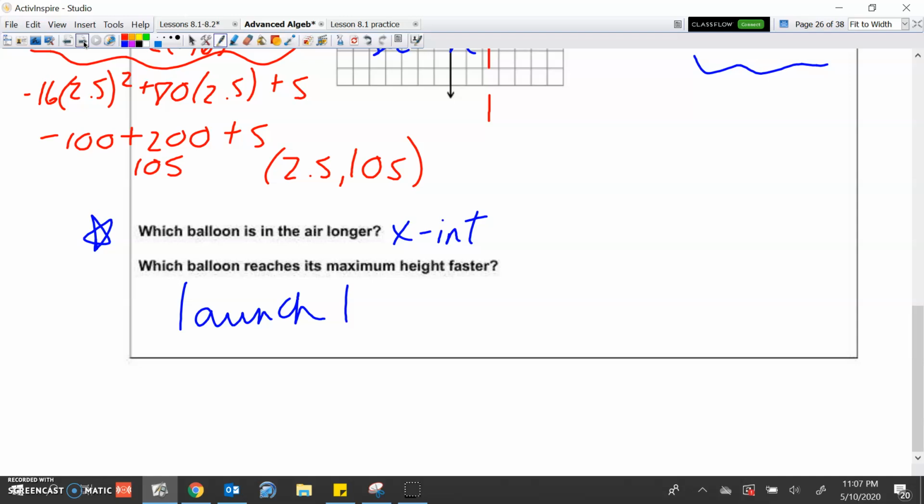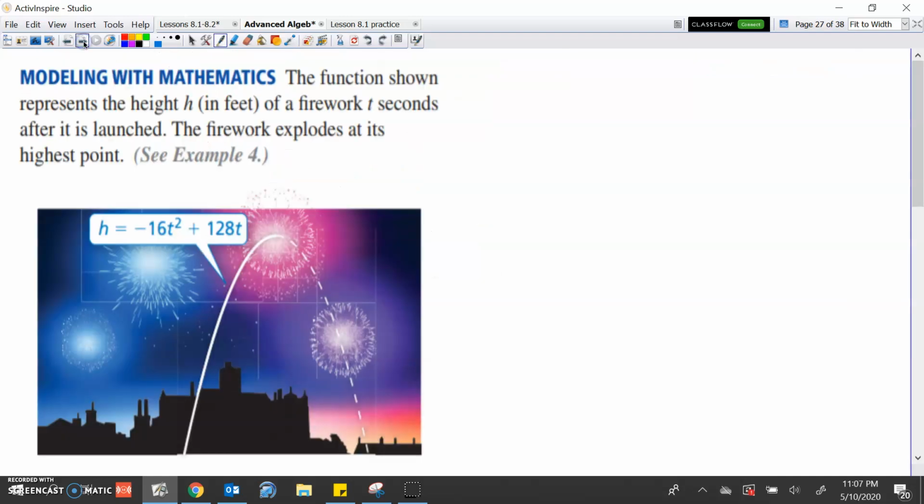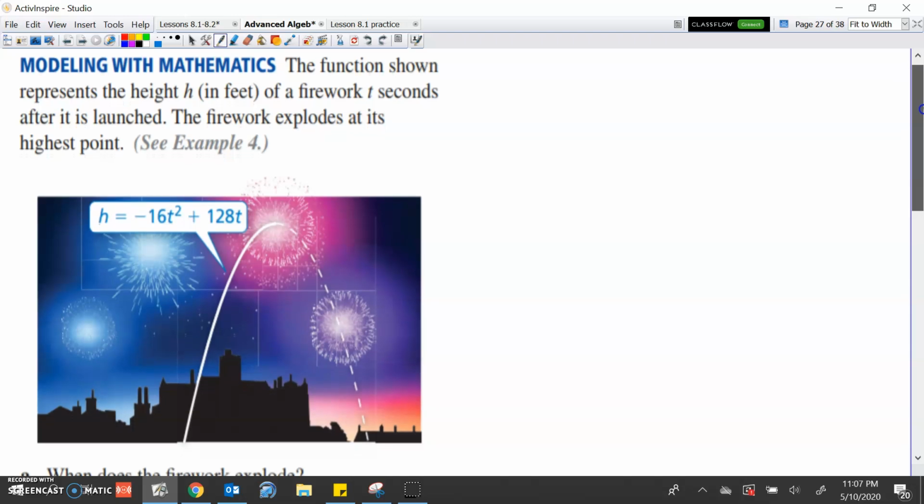All right, one little bit left. I'd like to set up, or at least talk you through, the first one. There's only 2 homework problems that are word problems. This is one of them. It says the function shown represents the height in feet of a firework t seconds after it is launched. The firework explodes at its highest point.